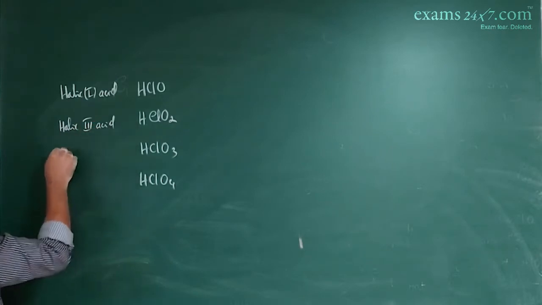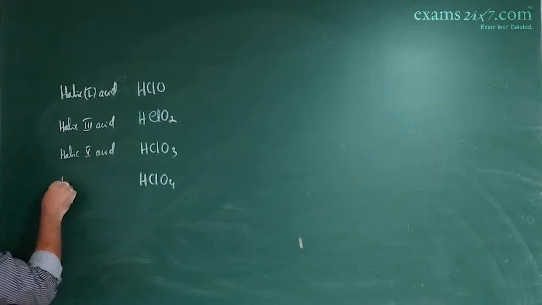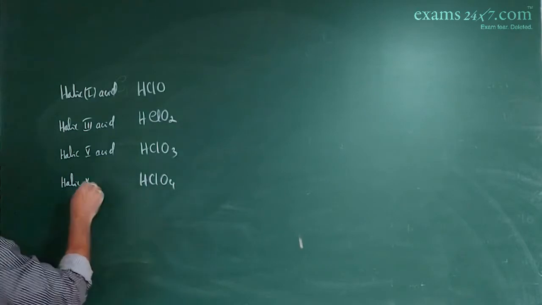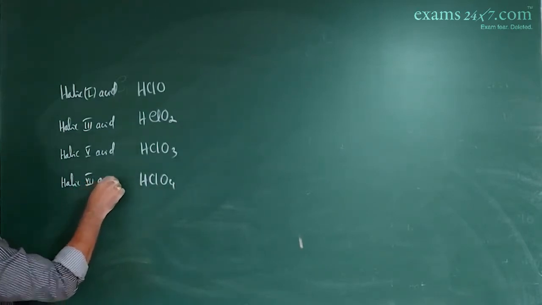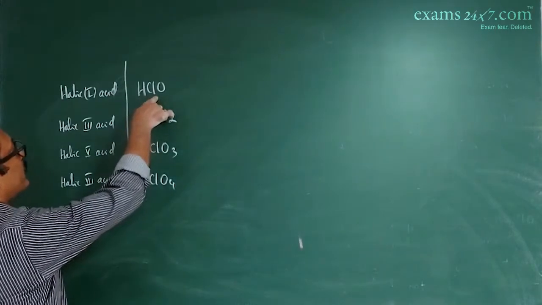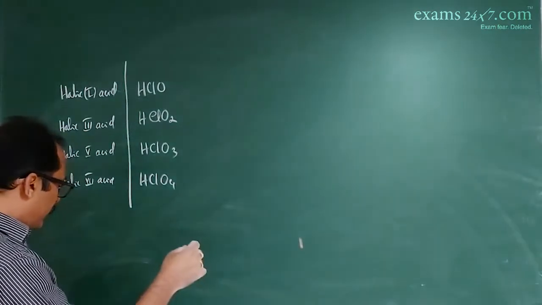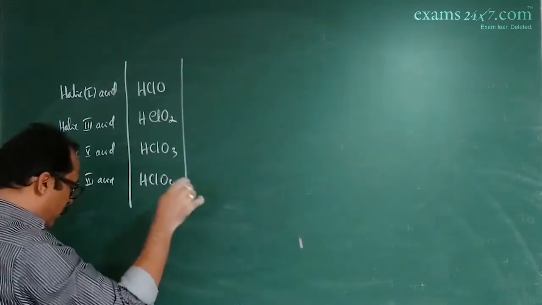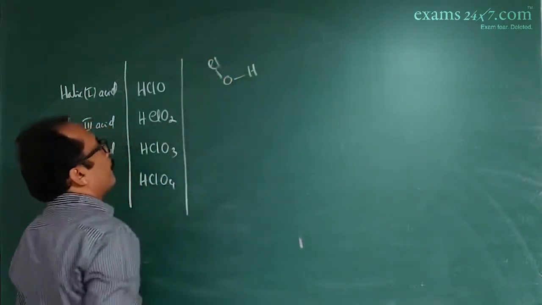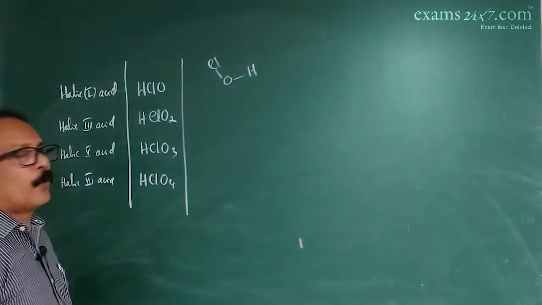Oxidation state is 3. Next one is halic 5 acid. Last one is halic 7 acid. Oxidation state is 7. This is the general name. Okay. Here chlorine is oxidized to +1, +3, +5 and +7. Now, so about the structure of the first compound, one OH group. All these compounds are monobasic.